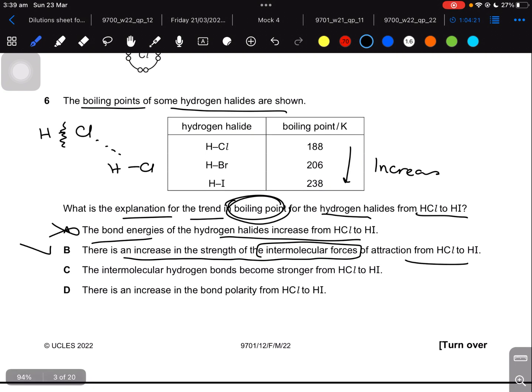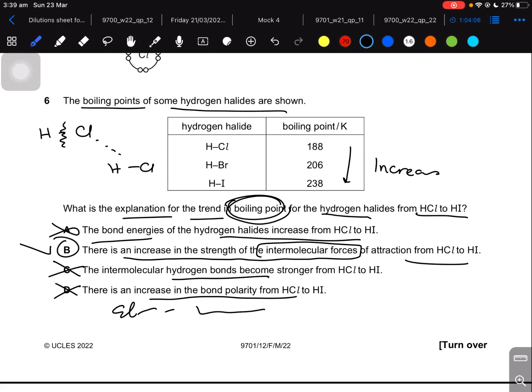Intermolecular forces of attraction, that's correct. Intermolecular hydrogen bonds? No, you don't have hydrogen bonds. Only HF has hydrogen bonds. Increase in the bond polarity? No, because the electronegativity decreases down the group. So this can't be true.